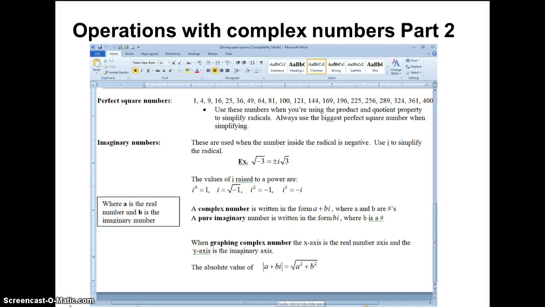In this video, we're going to look at a few more operations with complex numbers. So this is part 2 for this video, operations with complex numbers. You guys can see the definition again here, complex number, pure imaginary. And we are going to look at graphing complex numbers and the absolute value for today. So just make sure you read your notes and let's try a few examples.